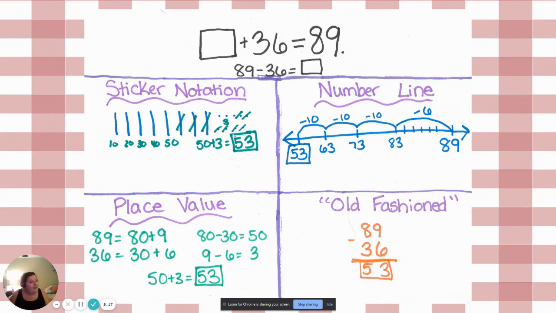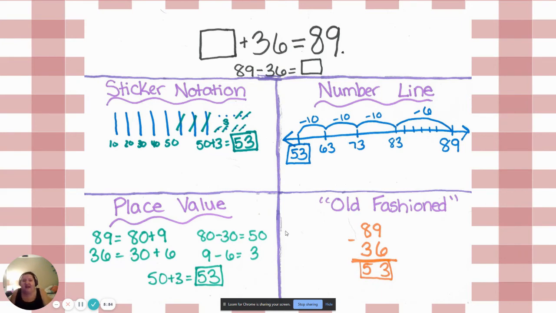Again, we want to double check our answer. So we're going to look at the other strategies and see if they all match. Next up, I have the number line. 89. I started off by subtracting my 1s. Again, this 6 came directly from 36, 6 1s. So 89, take away 6 is 83. Then I'm going to subtract my 10s. 10, 20, 30. So 83 to 73 to 63 to finally 53. So again, with sticker notation and number line, I got the same result of 53.